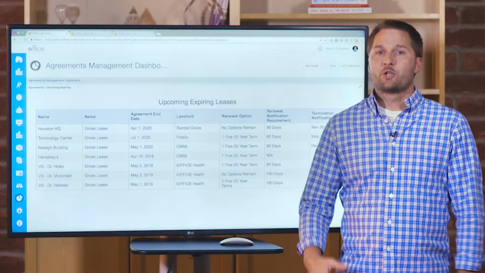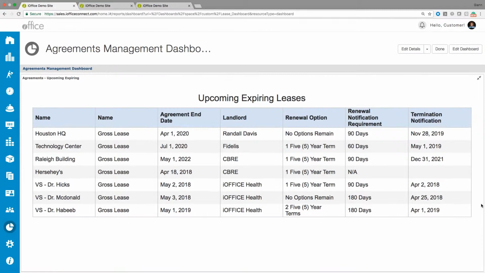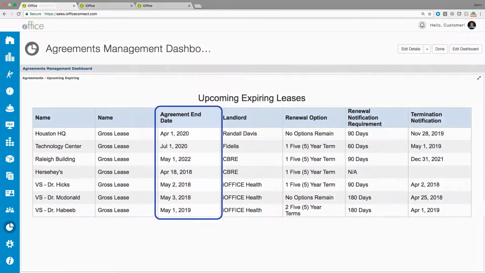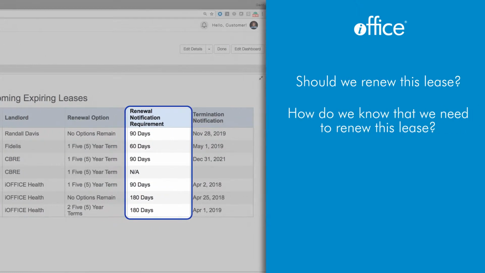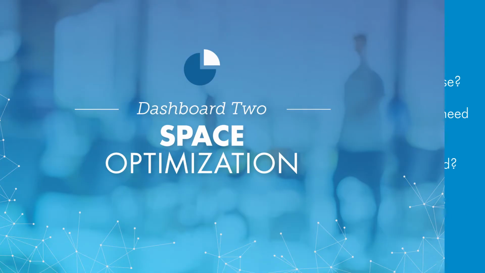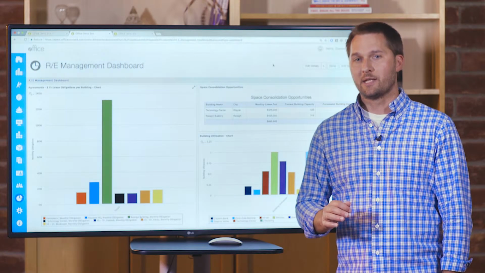What about the transaction management process? There is a dashboard for that as well. Sarah can see which leases are expiring soon so she can determine, should we renew this lease? How do we know that we need to renew this lease? Is the space being utilized? What is its occupancy?